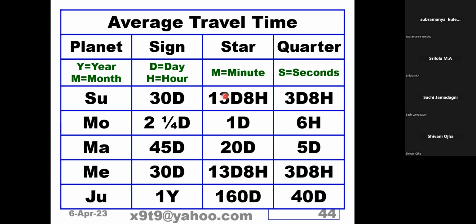So there are 3 planets like Sun, Mercury and Venus. They stay or travel in a pada for 3 days and 8 hours, or 13 days, 8 hours in every star or nakshatra, or 30 days in every Rashi. So next comes Mars. Mars is 5 days. That means it is taking more than the Sun, Mercury and Venus. So next in slowest increasing order, then Jupiter is the next one, taking more time, 40 days in a pada, or 160 days in a nakshatra, or 1 year in a sign.